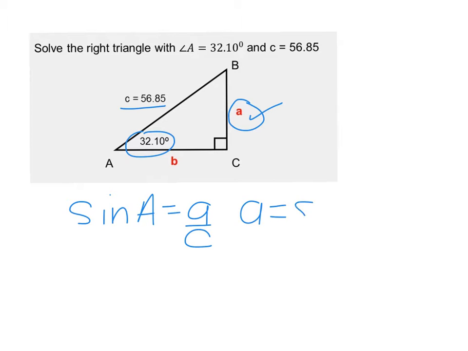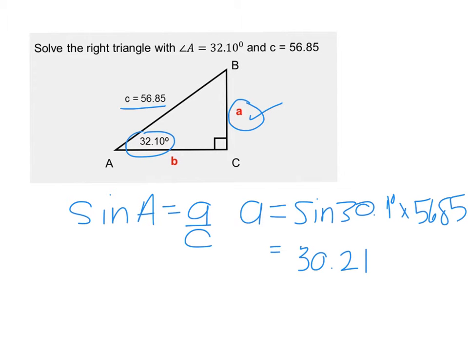A is equal to the sine of 32.1 degrees multiplied by 56.85. And if I take the sine of 32.10 degrees in my calculator, multiply it by 56.85, A comes out to be 30.21 taken to four significant figures.